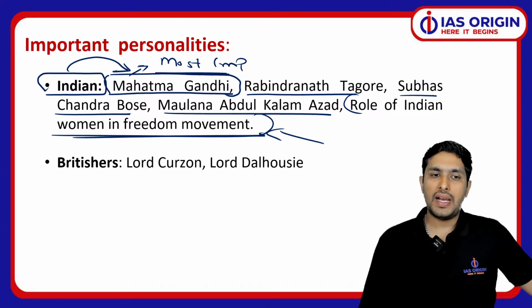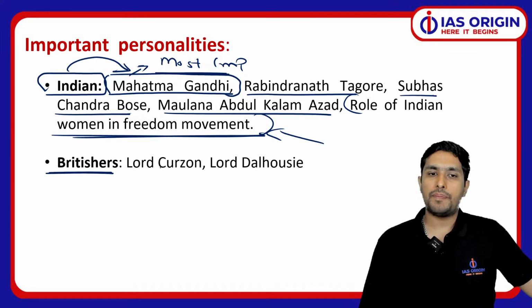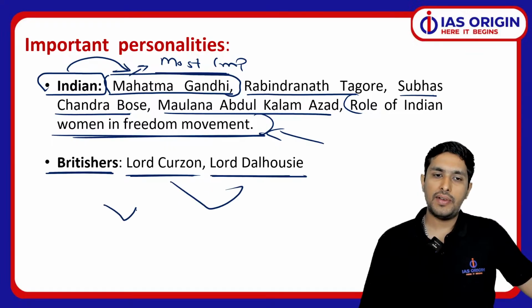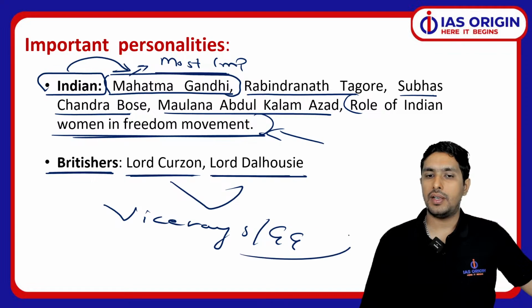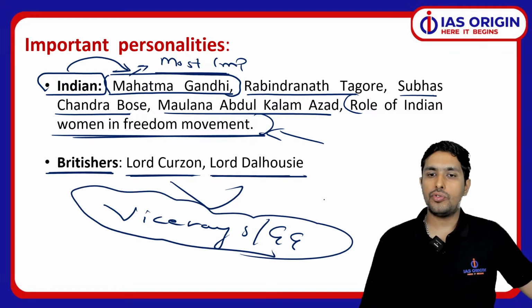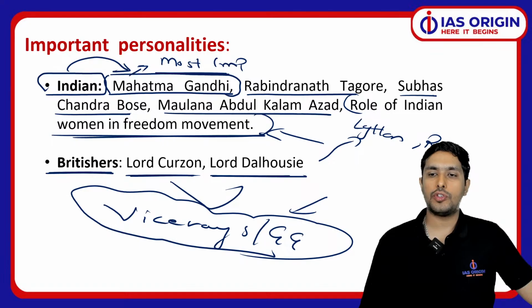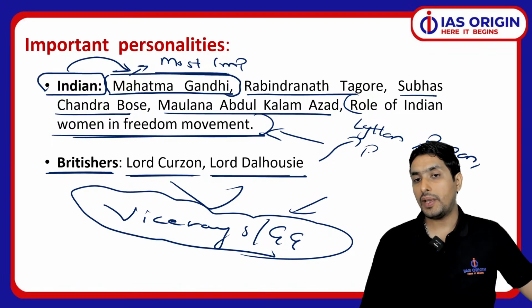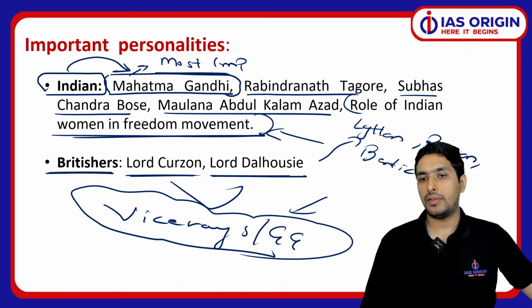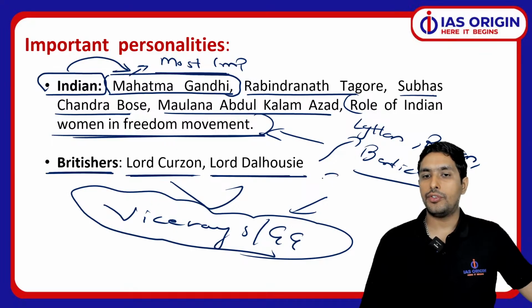On top of that, when we talk about the British, for example, Lord Curzon, Lord Dalhousie. So basically, these are the viceroys or important governor generals. So now you should be preparing accordingly. For example, you should be preparing some important ones like Lytton, Ripon, William Bentinck as well. Then you should be preparing Cornwallis for this year.